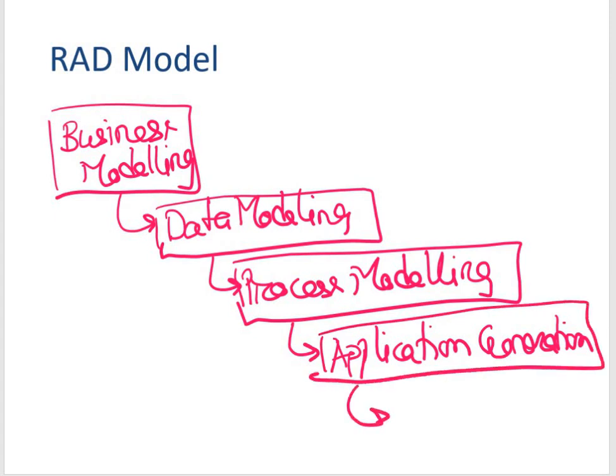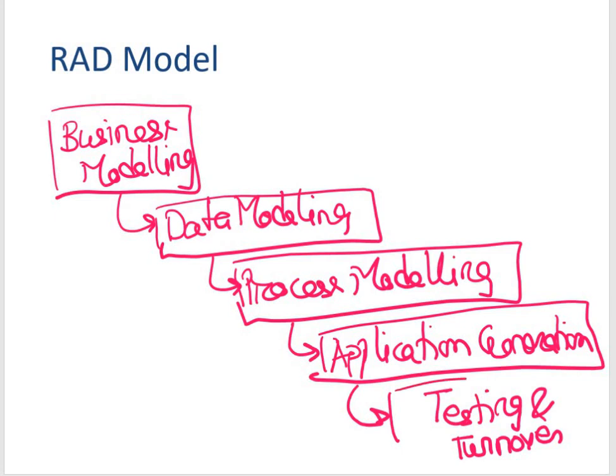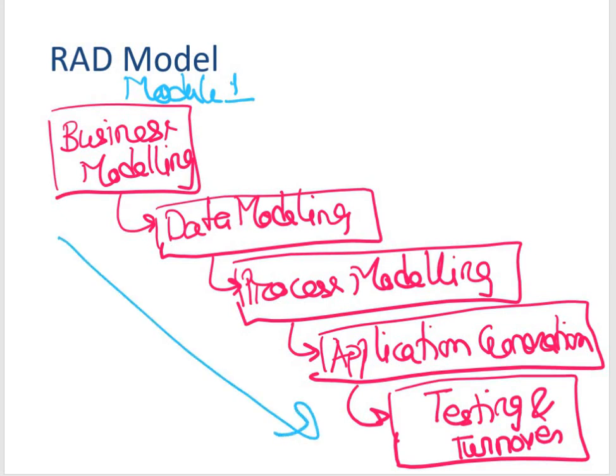After application generation, we have testing and turnover. And the same thing continues for various modules. Suppose I have module 1, I'll go ahead with this. I'll have module 2, I'll once again go ahead with the same process, and so on and so forth.